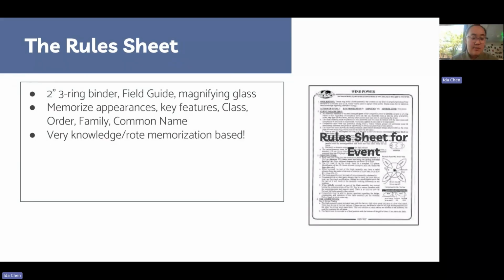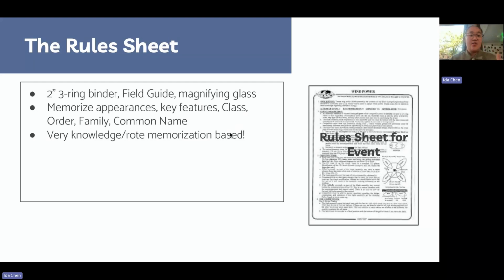anyone who has done an ID event before knows that you have access to a 3-ring binder, which basically you can bring any kind of information that you want. In addition, you get a field guide, and also for some specimens, you're allowed to use a magnifying glass. And I know that in some particular tournaments, they're going to provide you with a microscope. So it would be good to know how to use a microscope.